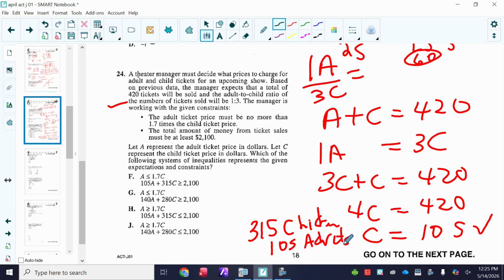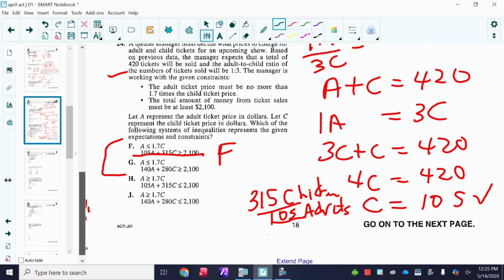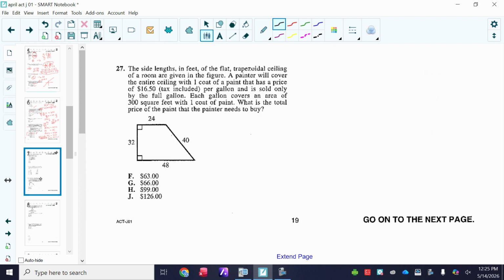Now, what's the deal? The adult ticket must be less than or equal to 1.7 the child. So that's these two. And then the right number of tickets is right here because I'm going to have 105 adults and 315 children. So that was just process of elimination at the end there, giving you the answer.